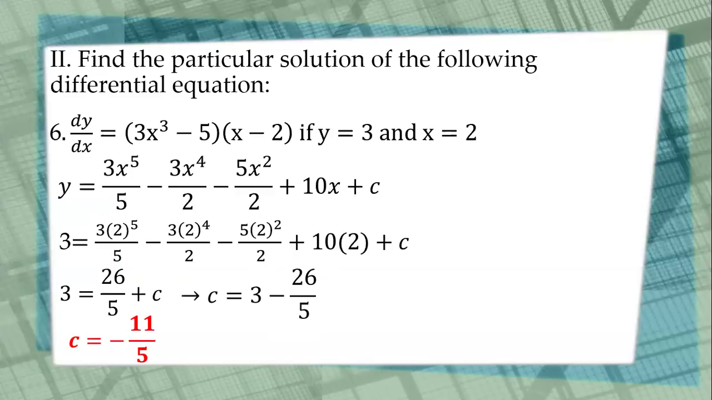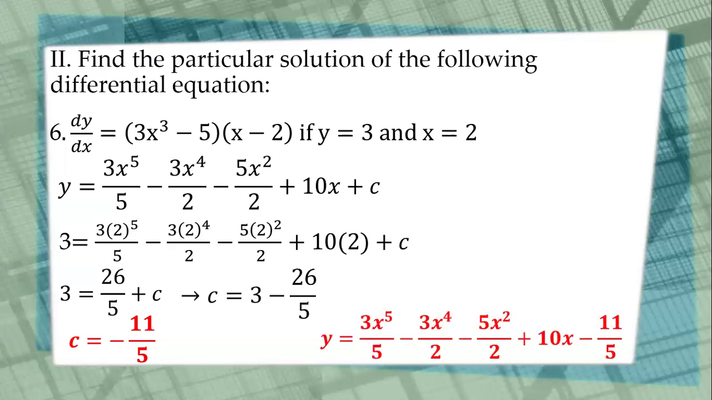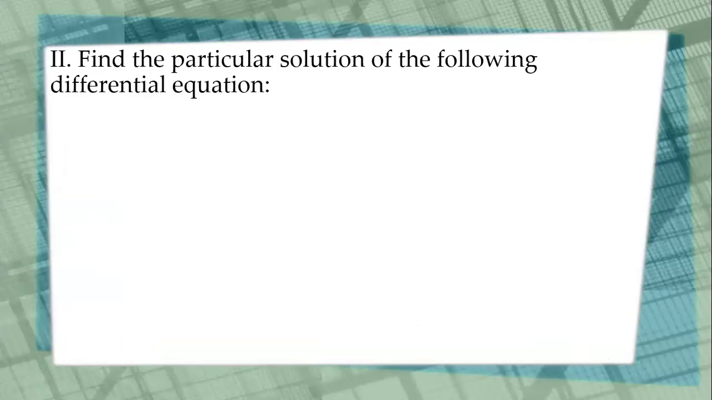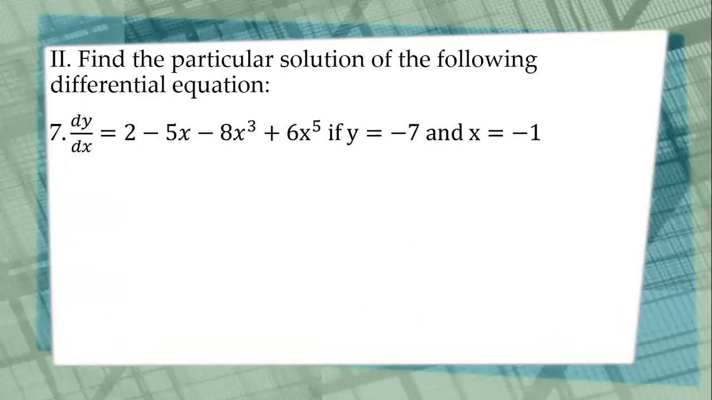Question. So this is step number 3 in which we have looked for the value of c already. And for step number 4, we solve for y by substituting the value of c. So the final answer is y is equal to 3x to the 5th over 5 minus 3x to the 4th over 2 minus 5x squared over 2 plus 10x minus 11 over 5. Any question? Let's proceed now to item number 7.